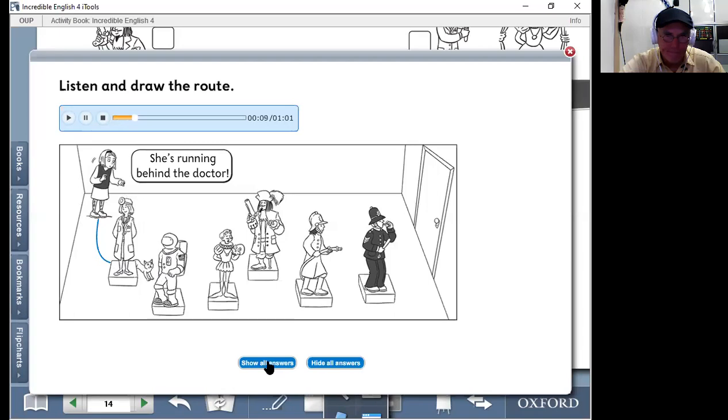Stop, Coco! You're very naughty. Meow. Where is she? There she is. She's running behind the doctor. Meow. Now she's running in front of the astronaut. Meow. Oh, and in front of the actor. Meow. Now she's behind the pirate. Meow. Now she's in front of the firefighter and behind the policeman. Meow. Stop, Coco, stop. Oh, she's escaping through the door. Meow.